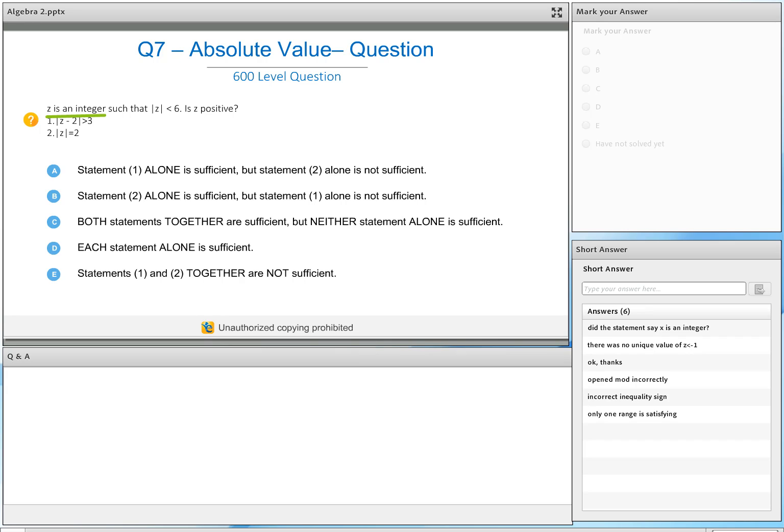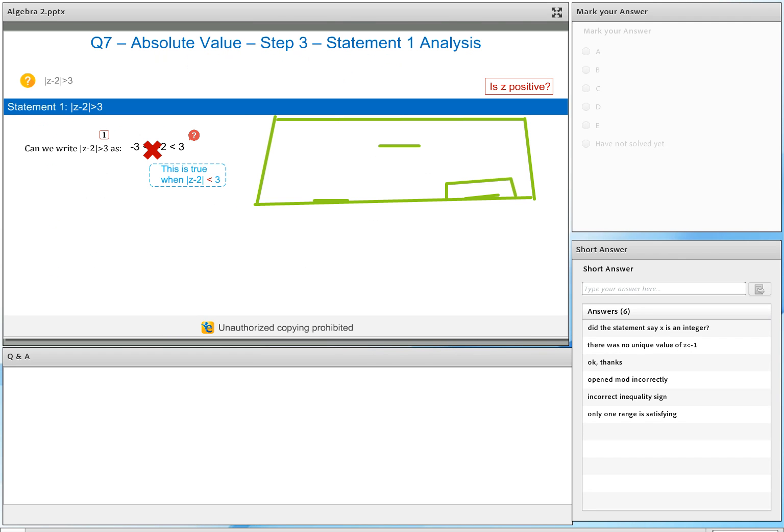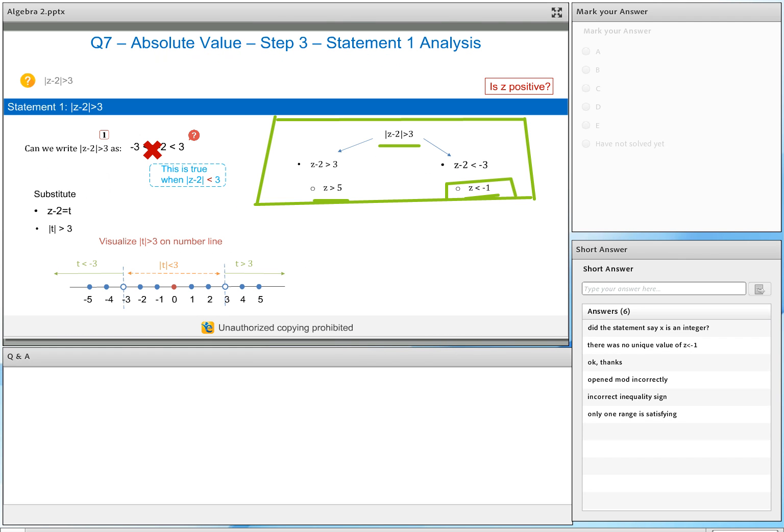Z is an integer such that mod of z is less than 6. Is z positive? That's what the question statement said. So before you even started processing statement 1, you needed to process the question statement completely. Okay? All right, let's take a look at statement 2 now.